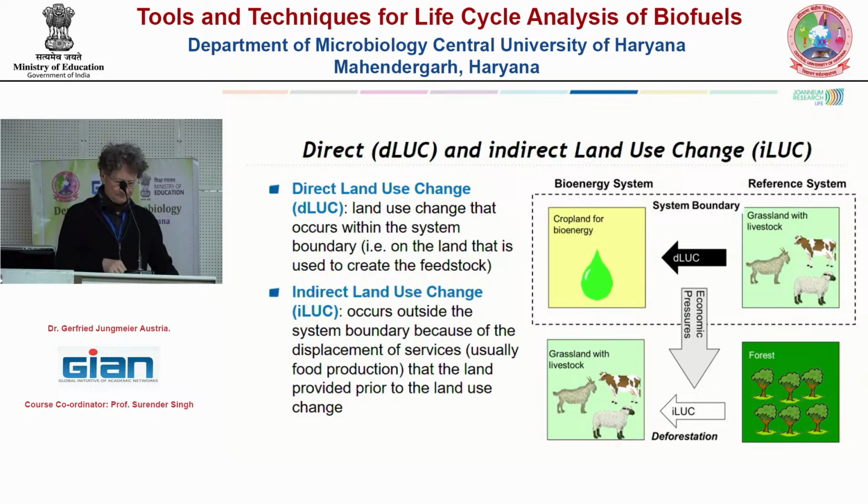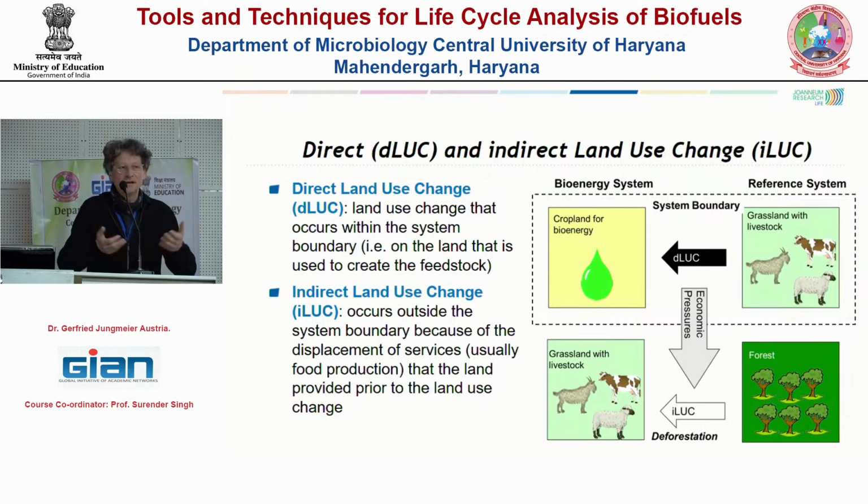Normally, on a global scale, we all know that we convert mainly tropical forests to grassland and later on to cropland, but it's not proven that it's only the biofuels pushing this scheme to convert forest to grassland. There are many other effects.